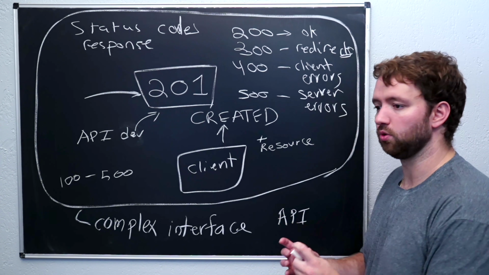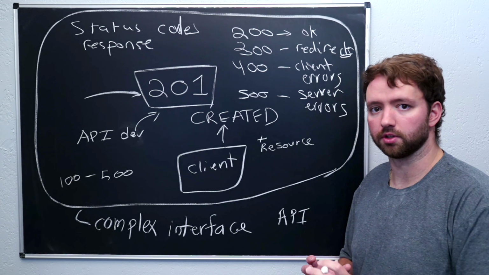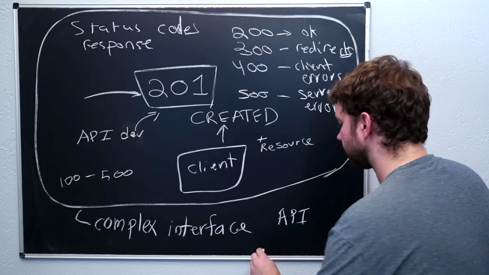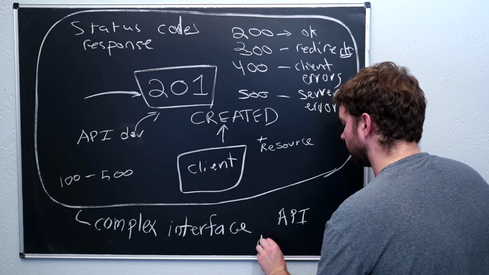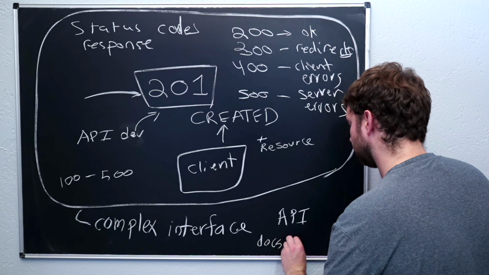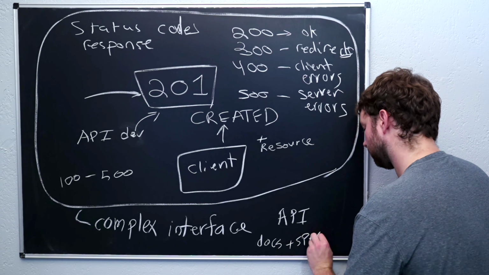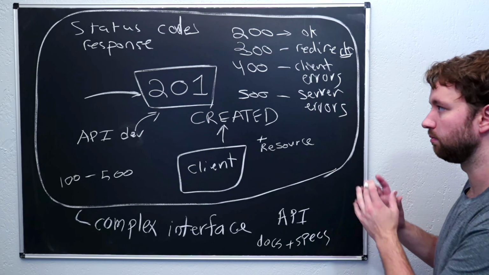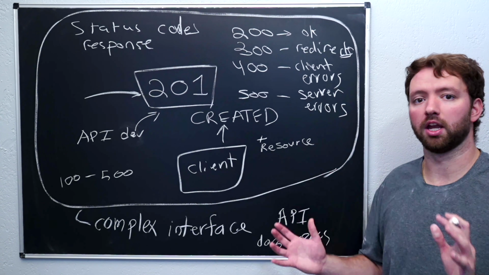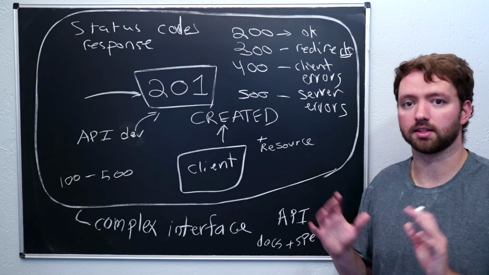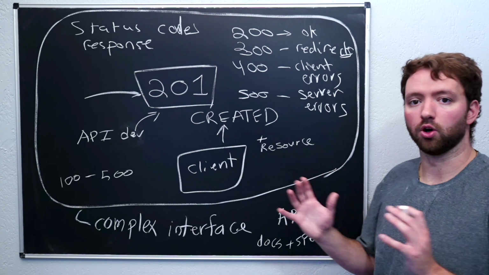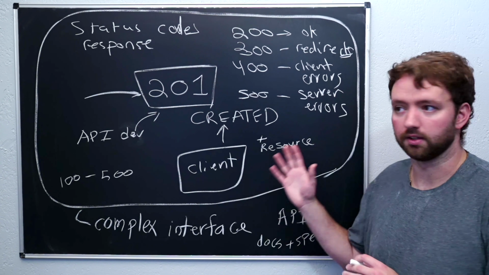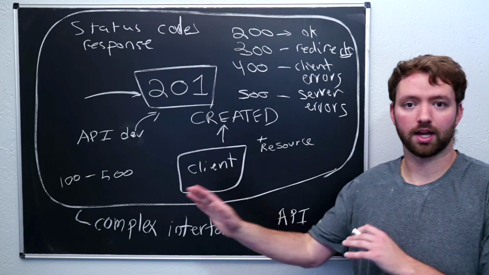We need some way to describe this to other users. So this gets into the world of API documentation and specs. Since we're following some standards, maybe people can get an idea of how our API works without us even having to say anything. So this gets into the world of OpenAPI and various other things. So we're going to talk about all of that in the next lesson.